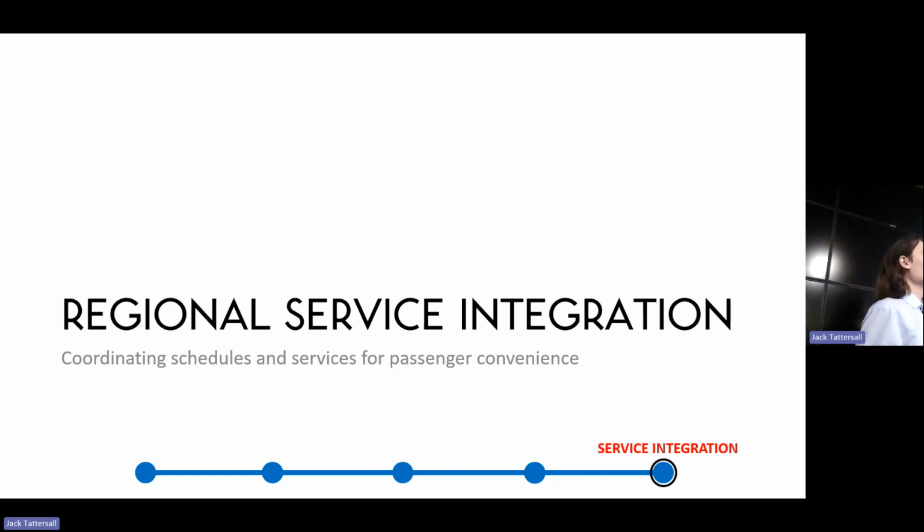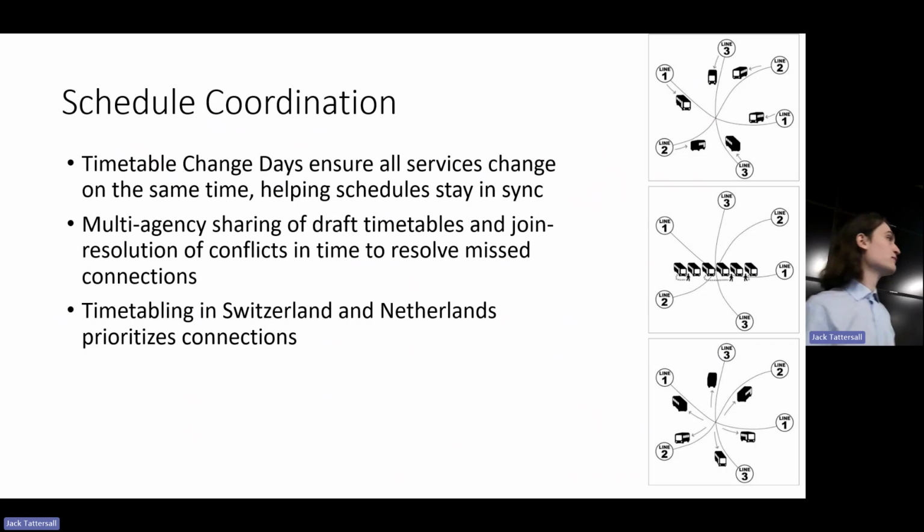Now, as you've seen, the connection convenience scores in Toronto are quite low. So there's more talk about service integration and how we can help bring transit agencies together and coordinate them and support coordinated schedules and hopefully improve the convenience of connections for our passengers. There are a few different takeaways from the research and the industry practice on this. So, for instance, in Europe, most rail schedules all change on the same day. The second Saturday of December is change day. Having a common timetable change day ensures that all the services change around the same time, and so it prevents a service change knocking connections out of sync.